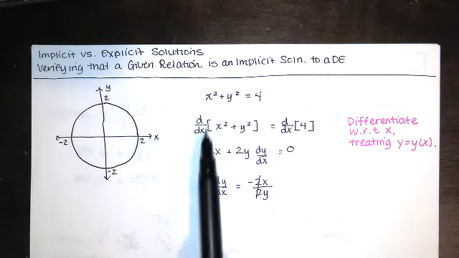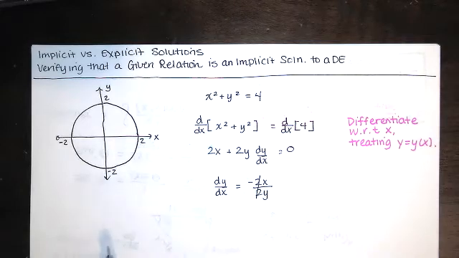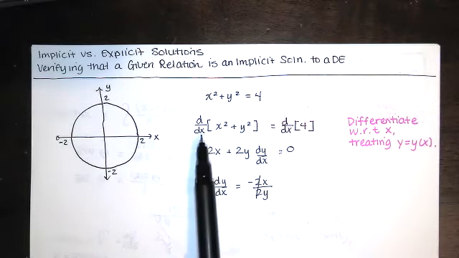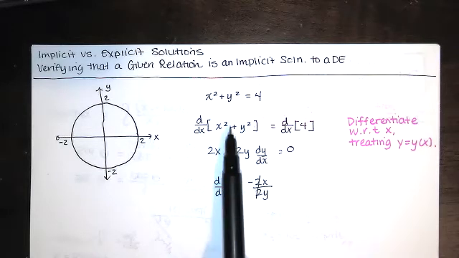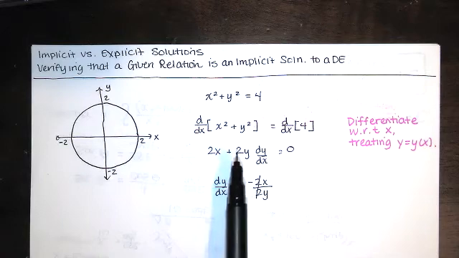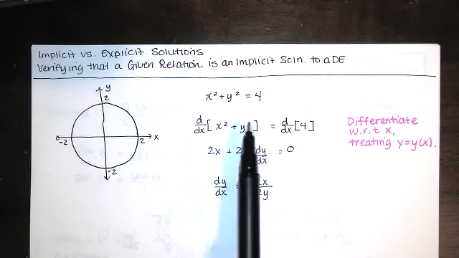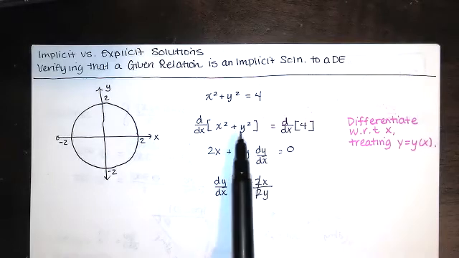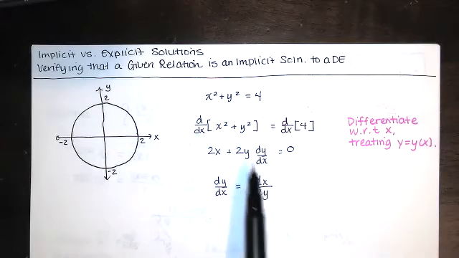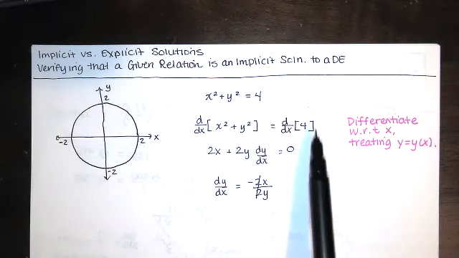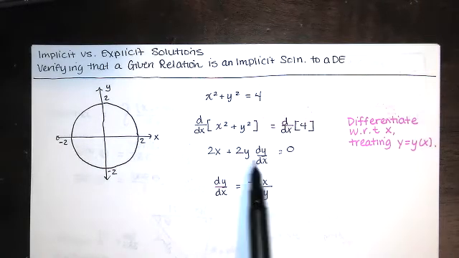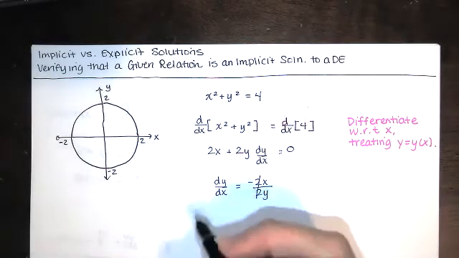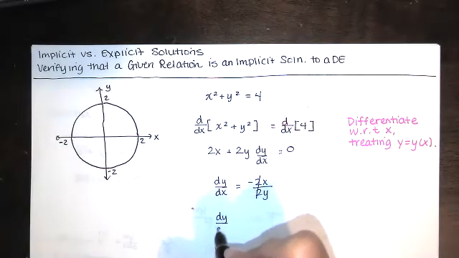If I do that, the derivative of x squared with respect to x is just 2x because of the power rule. The derivative of y squared with respect to x is the derivative of y squared with respect to y, which is 2y by the power rule, times the derivative of the inside by the chain rule. Since y depends on x, the derivative of y with respect to x is the derivative of the inside. And of course, the derivative of 4 is 0. So then if I take this equation and I solve for dy/dx, I get this. So we have a differential equation.